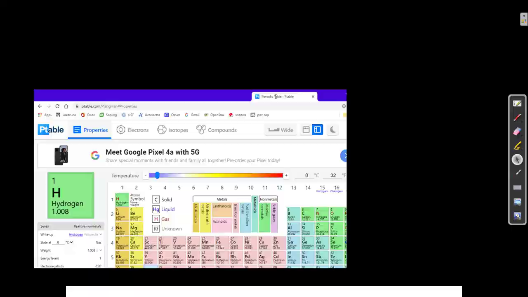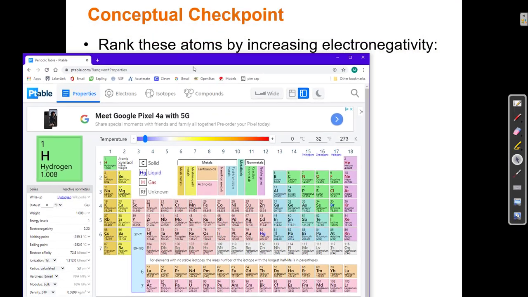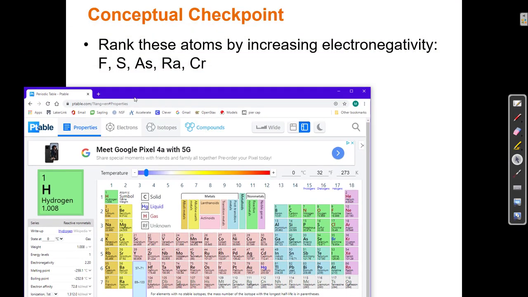Let's find these. Here is radium down here. Cr, chromium is right here. As, arsenic is right here. S, sulfur, and F, fluorine.